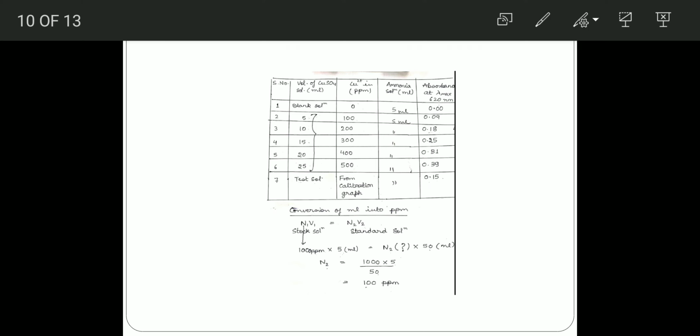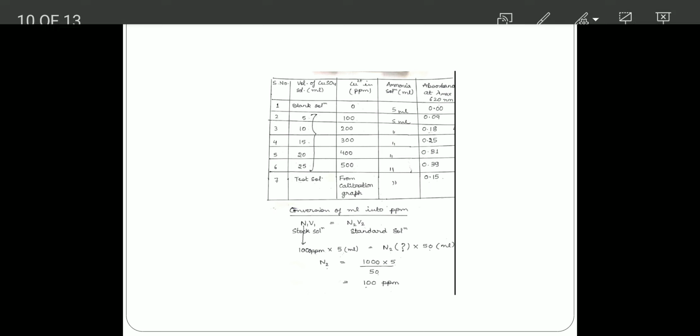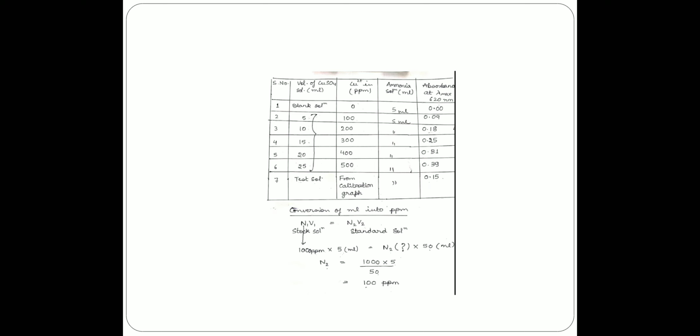Afterward, the solution containing 5 ml shows the absorbance at 0.09. Then the 10 ml solution has shown the absorbance at 0.18. 15 shows 0.25. 20 shows 0.31. 25 shows absorbance at 0.39. And the test solution showed the absorbance at 0.15.